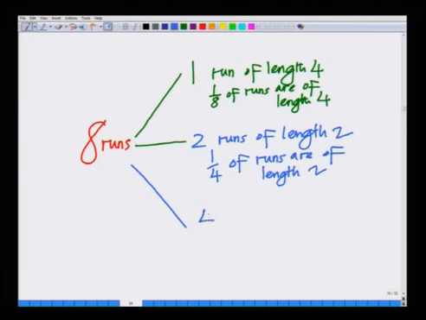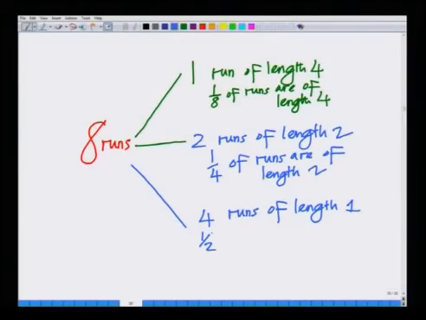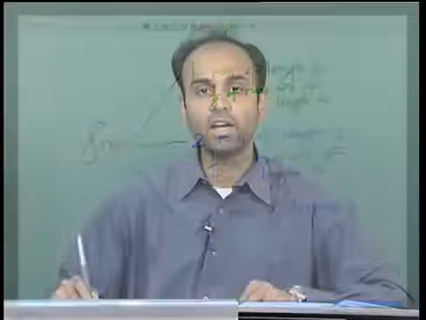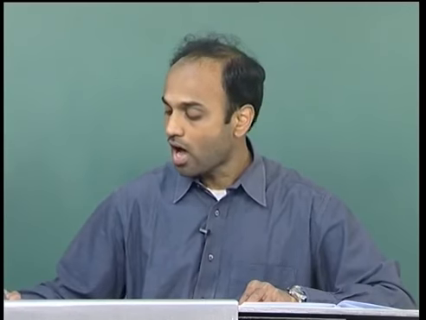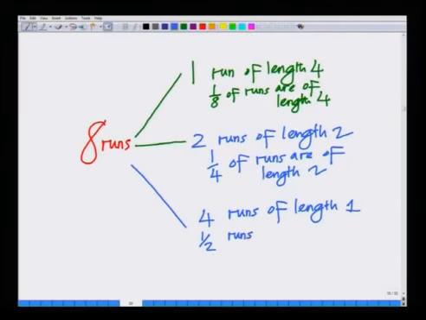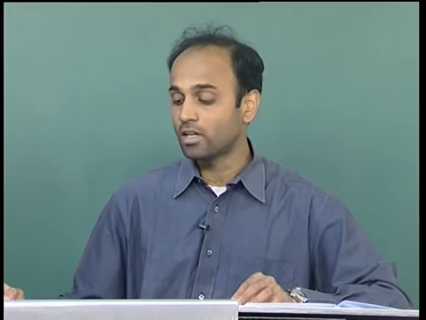So, there are 4 runs of length 1, which means half of the runs are of length 1. Half, because 4 is half of 8, which is the total number of runs. So, half the runs are of length 1. That is a very interesting property.